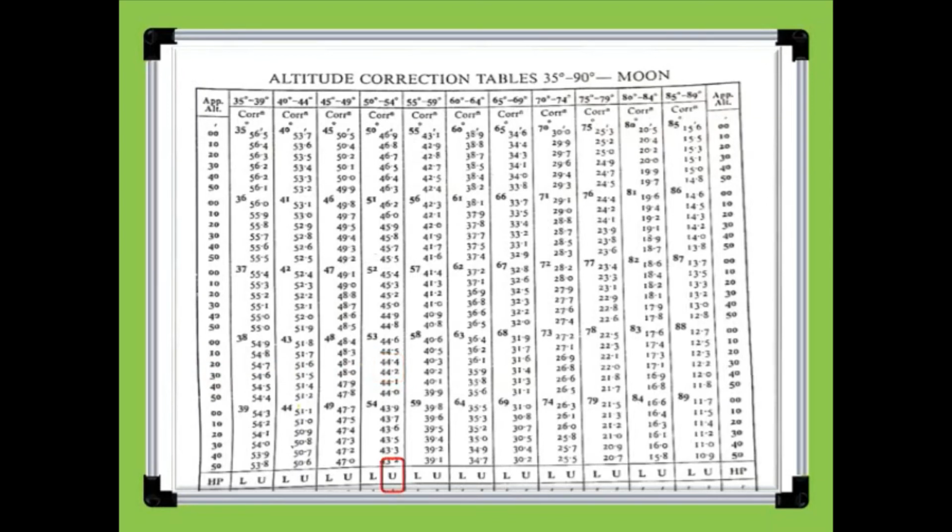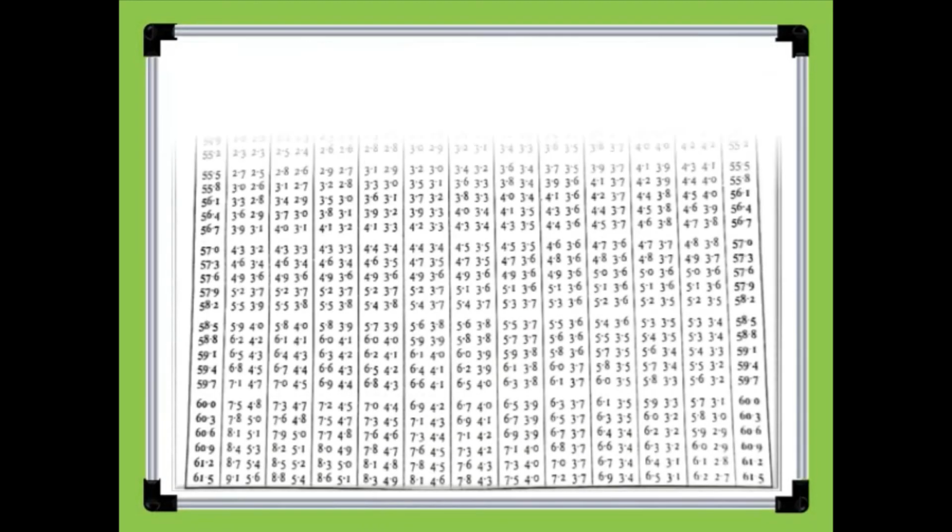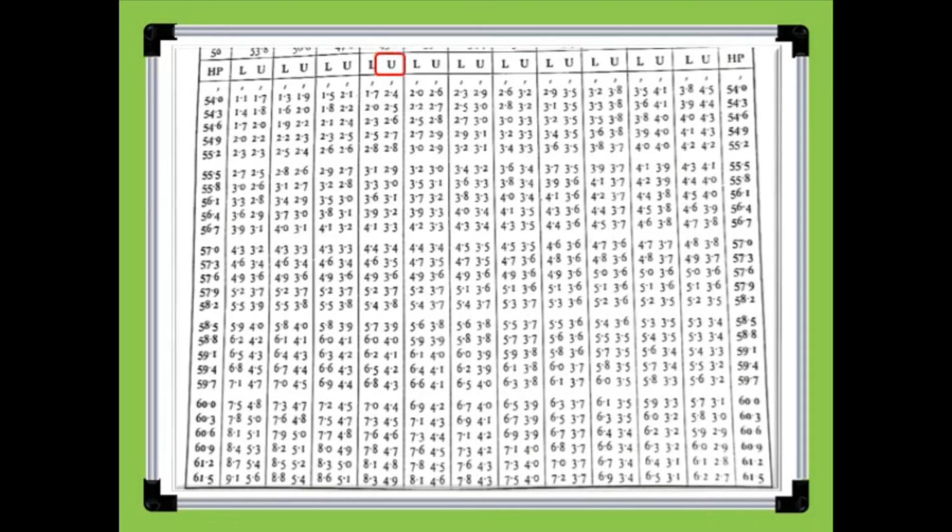On that same column of 50 degrees to 54 degrees correction, locate the upper limb, which is abbreviated as U. For the HP correction, HP means horizontal parallax. Suppose that the HP value determined at that moment is equal to 58.4 minutes. 58.4 is between 58.2 and 58.5 of the HP column. Move to the right, to the upper limb column of 53 degrees, and you will find the corresponding value.